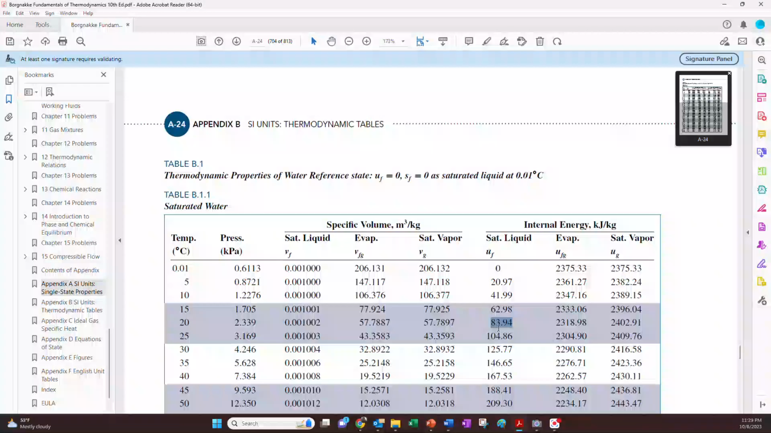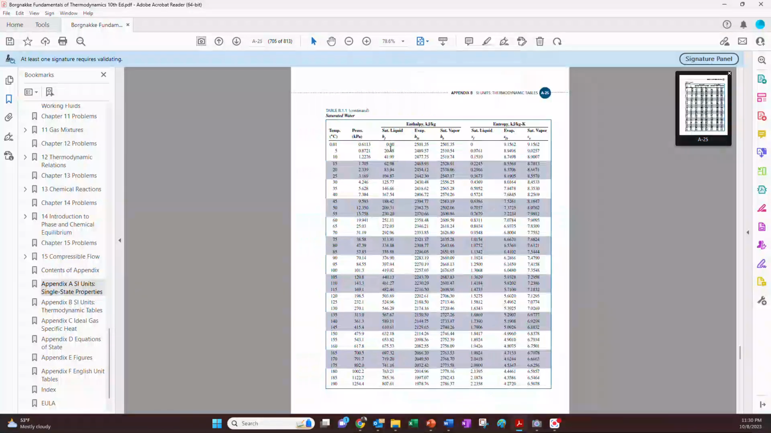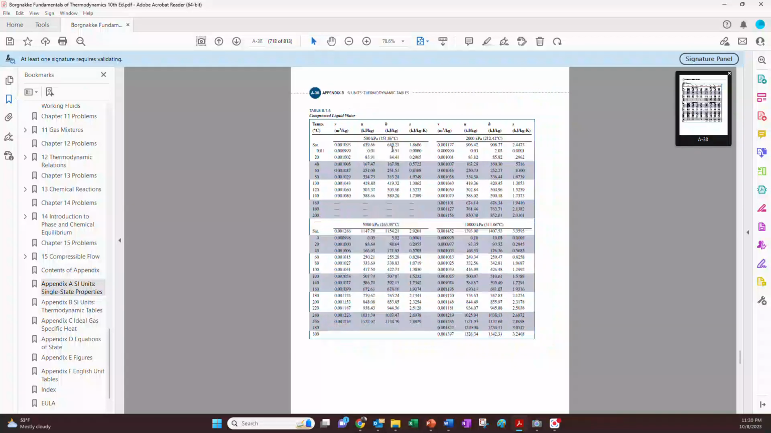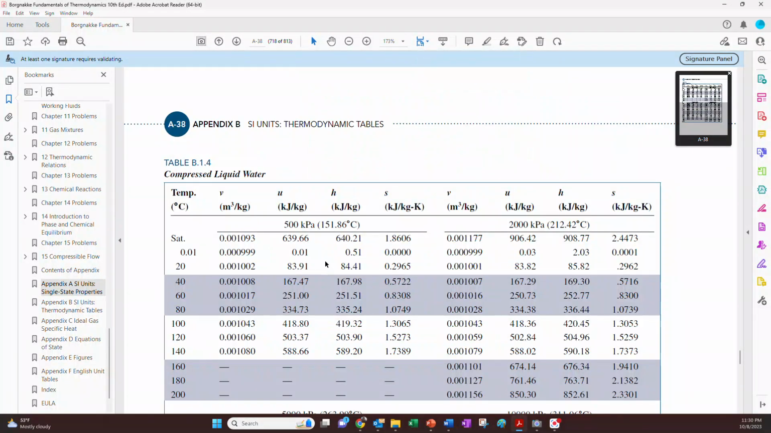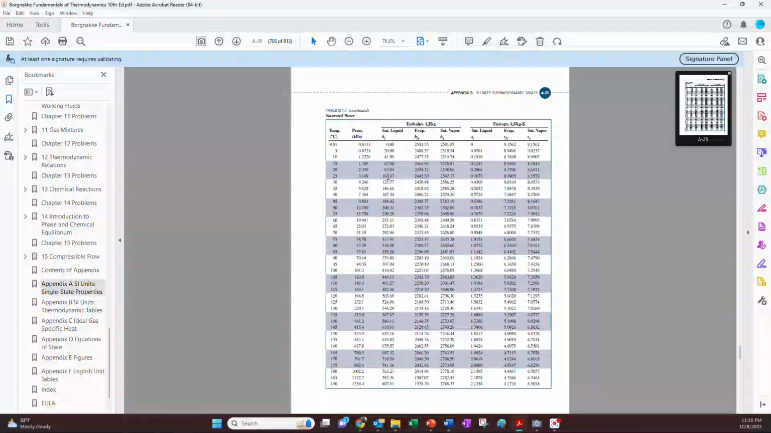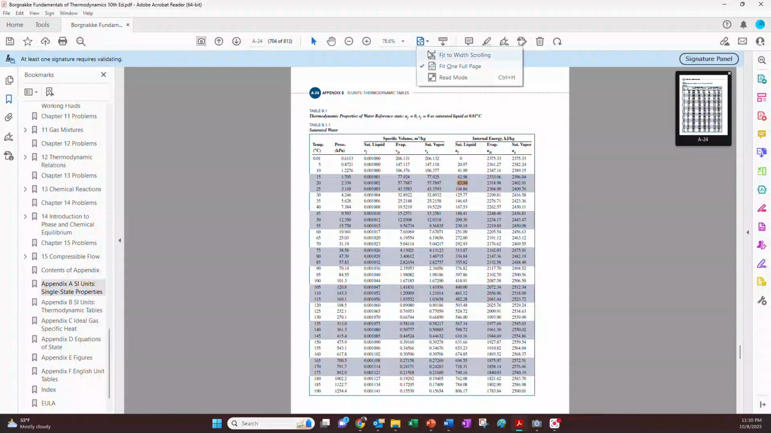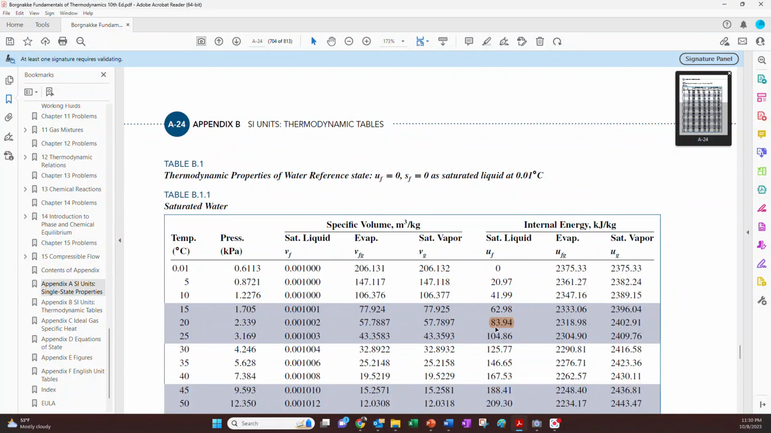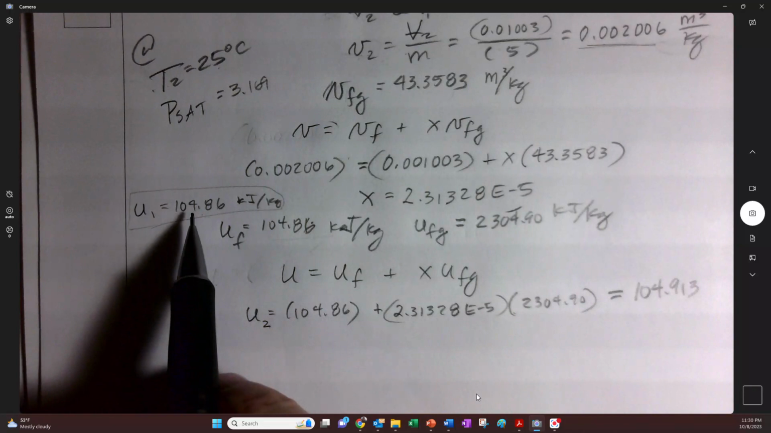I wish I'd written down that number because I can't remember it. I'm going to go back again. 83.94. Go to our compressed tables: 83.91. These are really close to each other. So my guess is that it's okay to use the fluid internal energies of the saturated state right here. So we had 25 degrees, so that's the one we actually want. But I was just using this one because we had one to match it with in the other table. So coming back, I feel pretty comfortable that we can say this is the fluid.